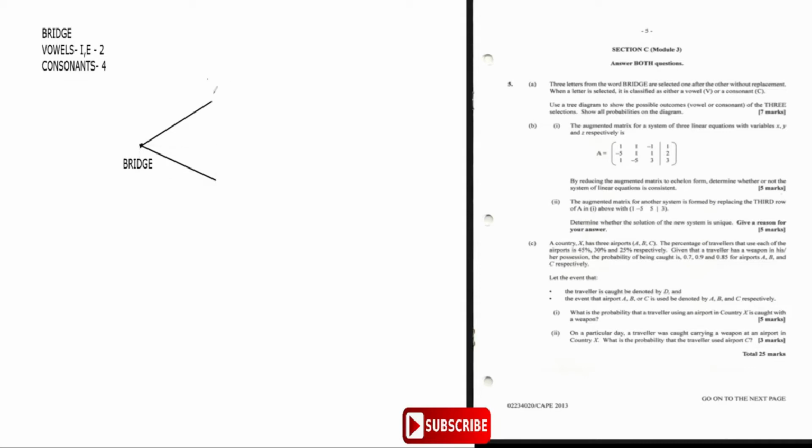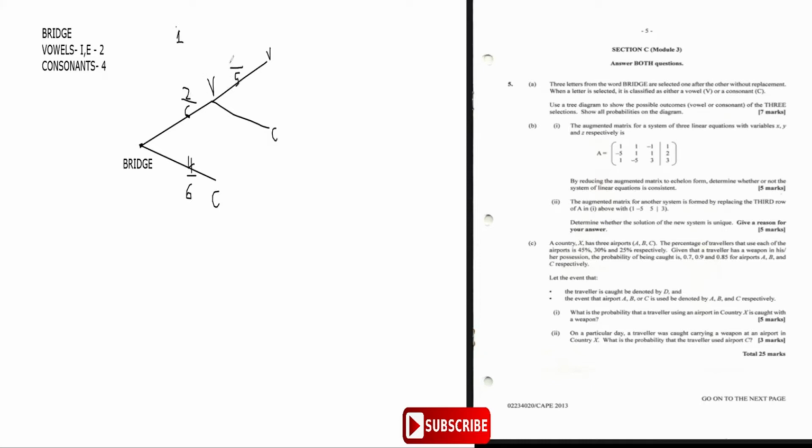Let me write V for vowel and C for consonant. The probability of you getting a vowel is 2/6, and the probability of you getting a consonant is 4/6. Now, after you choose your first letter, I'll put 1 up here to choose 1. You have 5 letters left back. So now after you choose a vowel, you can either choose another vowel or you can choose now a consonant.